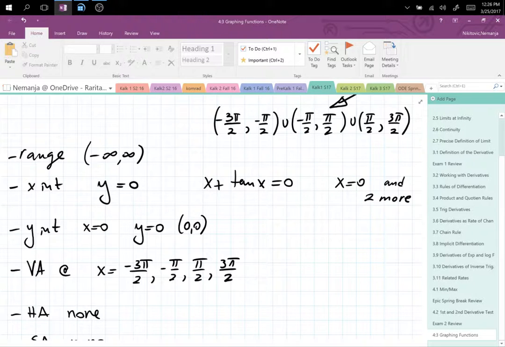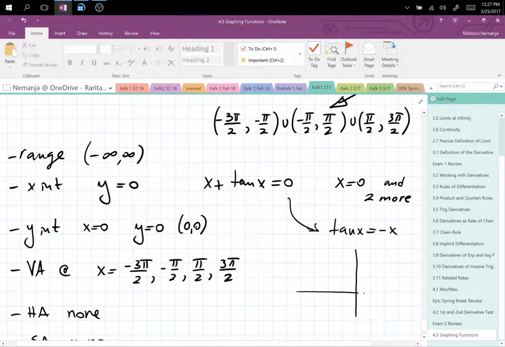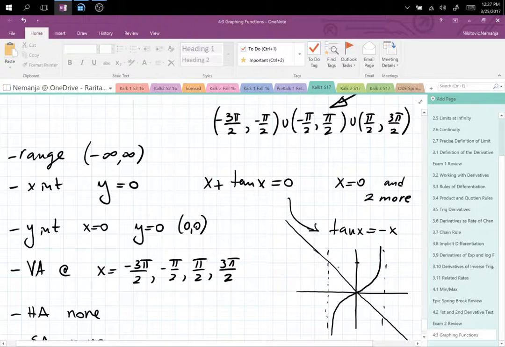There is no way for you to solve this other than to graph these two functions. The way to find the additional two x-intercepts is to write this equation as, let's say, tangent x equals negative x, graph that on the same coordinate plane, and read the solutions. So tangent x will have this shape like that, and negative x would go like this. So that's the only way.